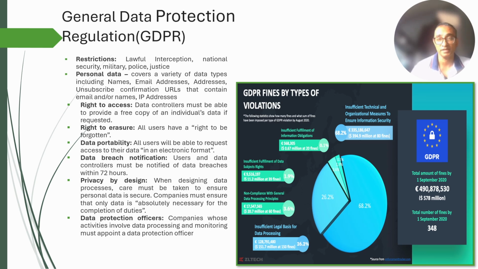What does GDPR entail? Primarily, it says that data controllers or processors, the ones requiring the individual data to be stored on whose business requirement the data is stored, are called data controllers, and the ones which actually process are called data processors. But the data controller sets the requirement. The data controller must be able to provide a free copy of individual data if requested. So for example, if you want to know what data is currently being held by a service provider who has collected the data from you, you are allowed to have access to that data.